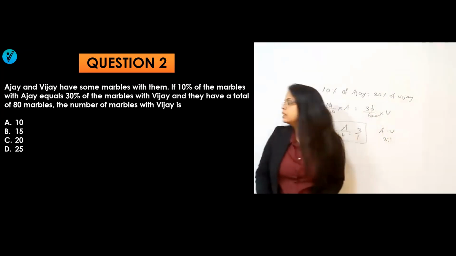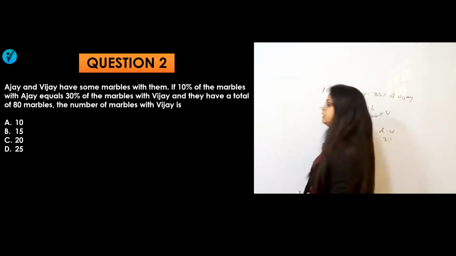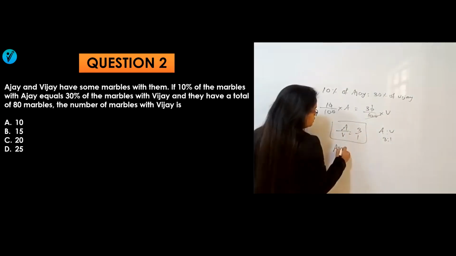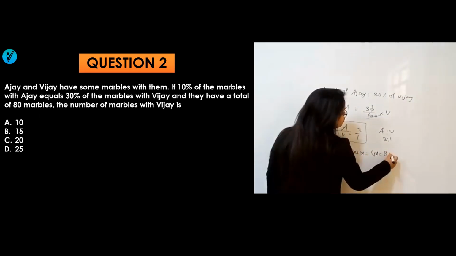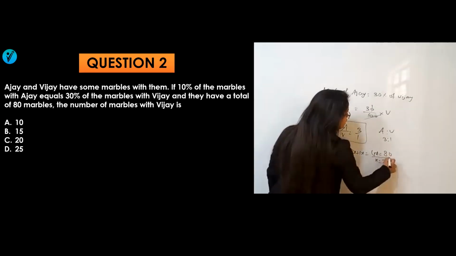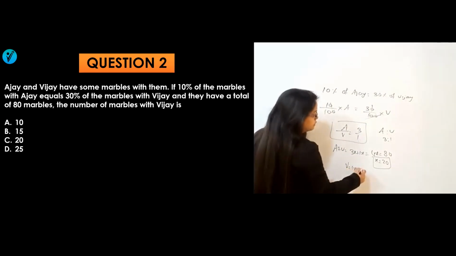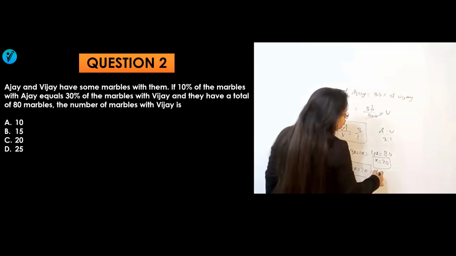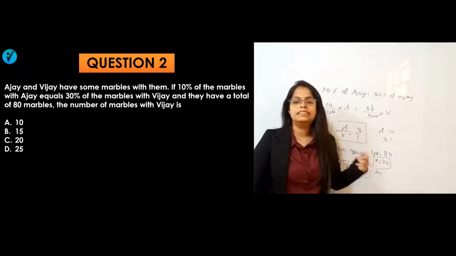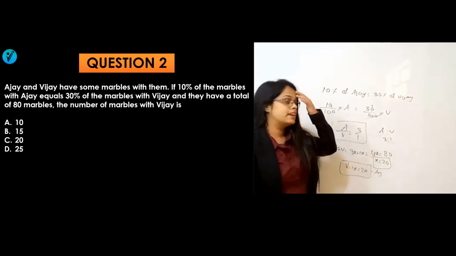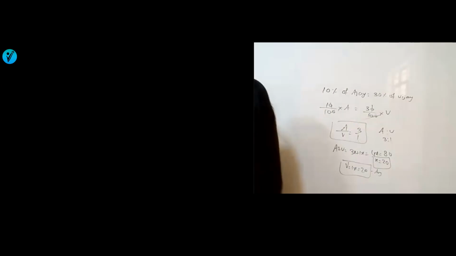Then what are they asking here? If they have a total of 80 marbles, the total means Ajay plus Vijay, which will be 3x plus 1x. That means 4x is equal to 80, so the value of x is 20. Vijay had 1x, that means 20. So your answer will be 20. If they had asked for Ajay, it would be 3x, that is 3 into 20, which is 60. Ajay had 60 marbles, Vijay had 20 marbles. That's it. Now let's go for the next question.